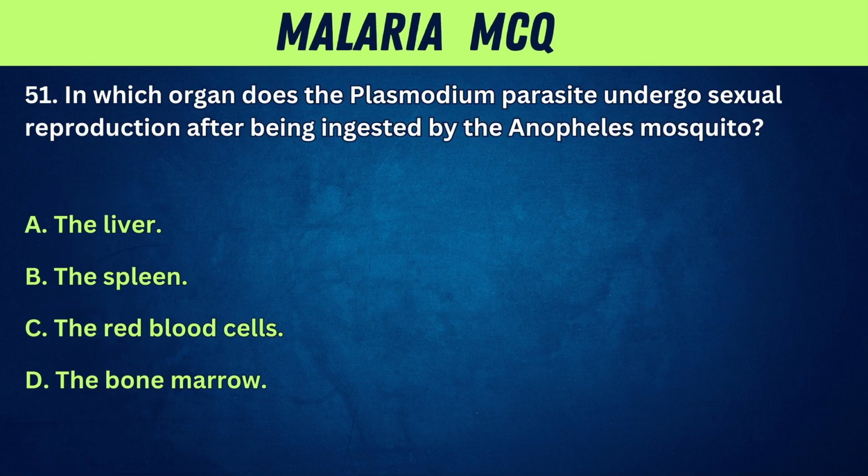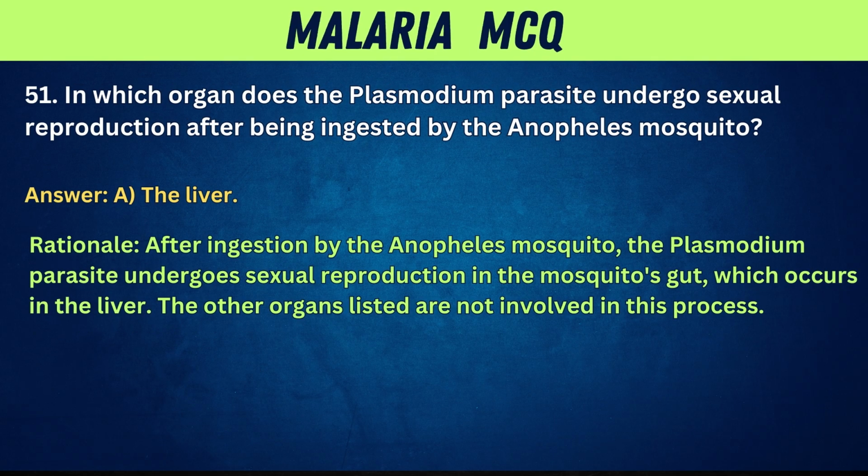51. In which organ does the Plasmodium parasite undergo sexual reproduction after being ingested by the Anopheles mosquito? A, the liver. B, the spleen. C, the red blood cells. D, the bone marrow. Answer: A, the liver.